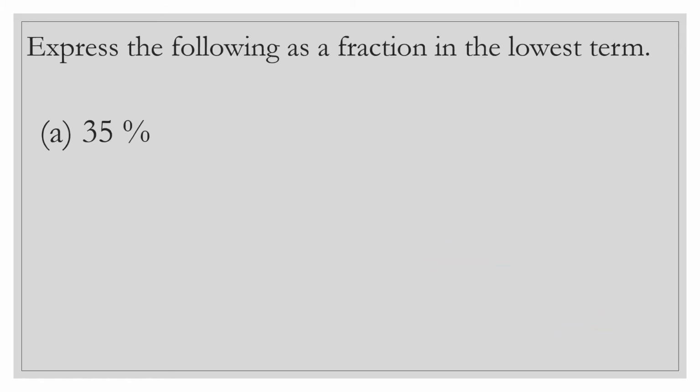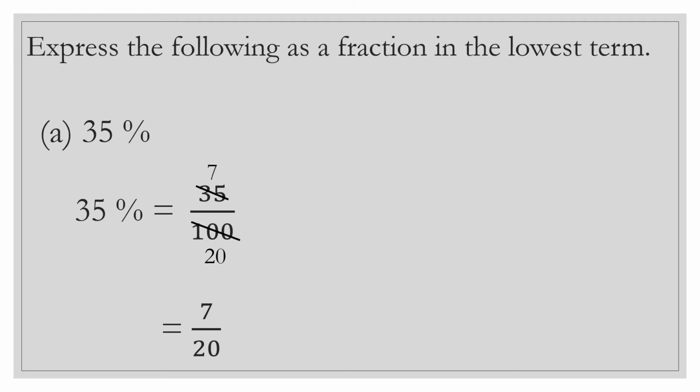Let us solve one more question. Express the following as a fraction in the lowest term. Question number A. 35%. And we know that 35% is equal to 35 upon 100. So write down 35 upon 100. Now simplify. See, 35 and 100 both are divisible by the same digit 5. So divide. 5 sevens are 35 and 5 twenties are 100. So we get 7 upon 20. See, 7 upon 20 is in lowest term because 7 and 20 have no common factor other than 1. So the answer is 7 upon 20.